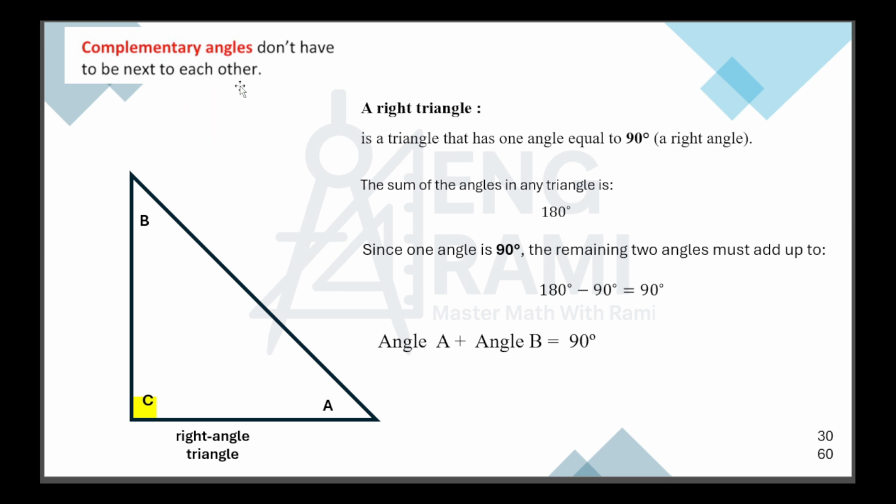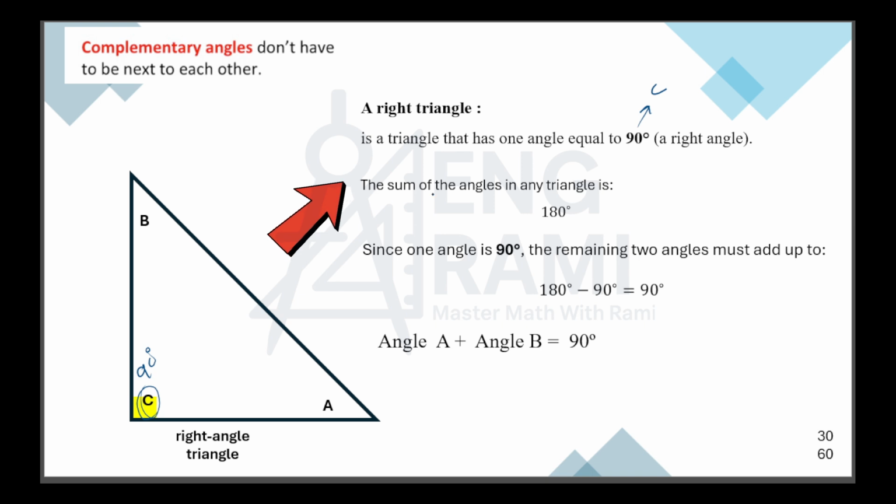One last thing we want to talk about is that complementary angles don't have to be next to each other. In the previous questions, we found angles that were close to each other. Now, complementary angles don't have to be next to each other. We have a right triangle. A right triangle is a triangle that has one angle equal to 90 degrees, a right angle, and in our case, where is it? Here. This is 90 degrees. This is C.